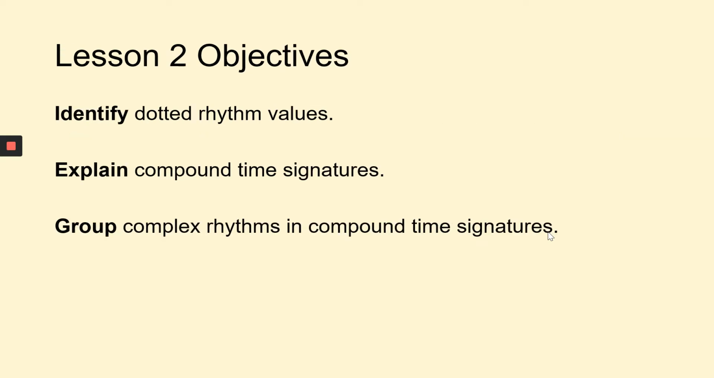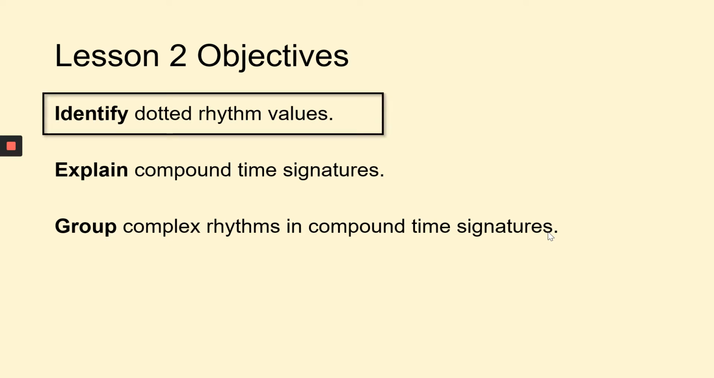In today's lesson, we are going to be looking at identifying dotted rhythm values and explaining compound time signatures, building on our work from last week. This video is about identifying dotted rhythm values. So, what is a dotted rhythm?